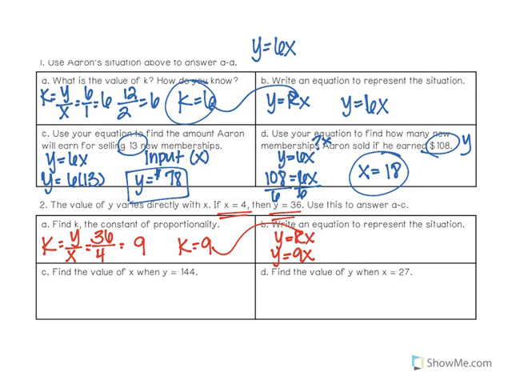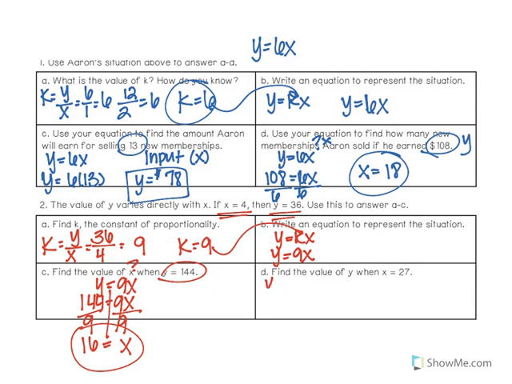From there, we know that we are searching for x, and we know that y is 144, so y equals 9x. I plug in the 144, and it's equal to 9x. I solve by dividing by 9 on both sides, and x is equal to 16.